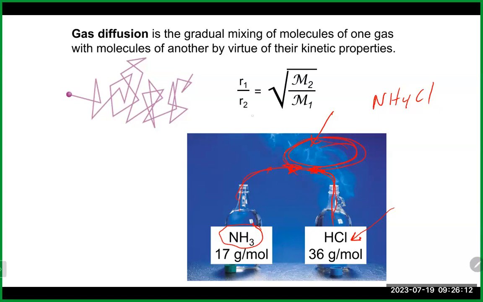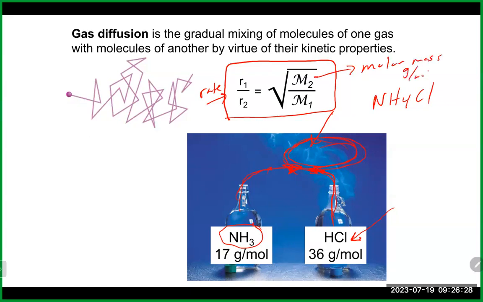We can actually calculate that, using this equation here, R1 over R2, the rates at which those gases are moving. And M2 and M1 are the molar masses. Here you can use grams per mole. It's all good because we're obviously not using the gas constant here. So if you know the rate at which one gas is moving and the molar mass of that gas, and the molar mass of the other gas, you can figure out the rate at which that gas would be moving as well.